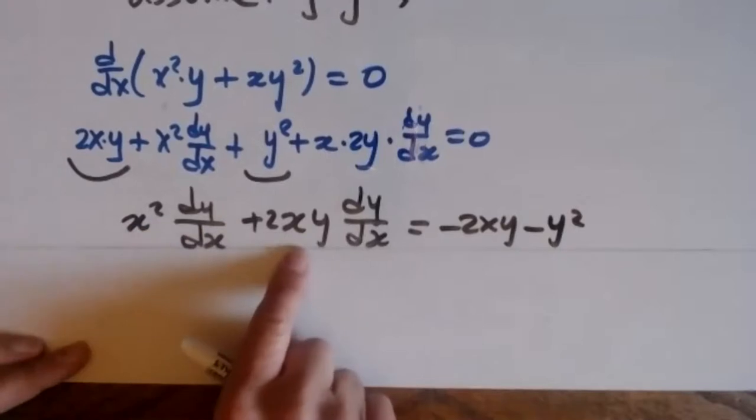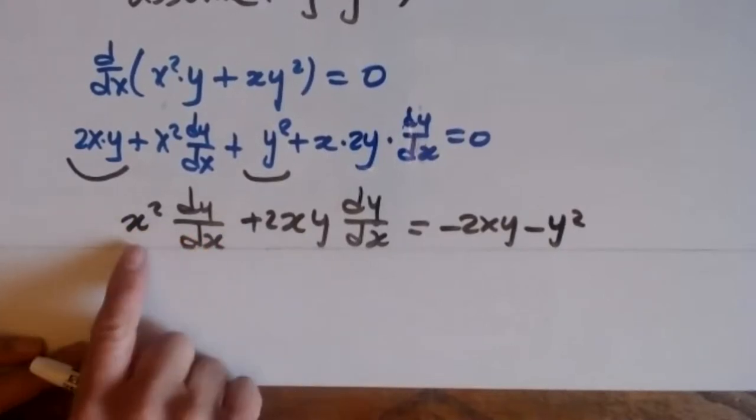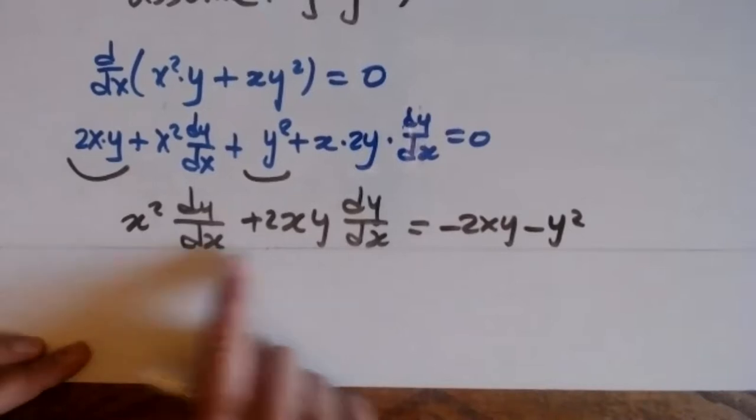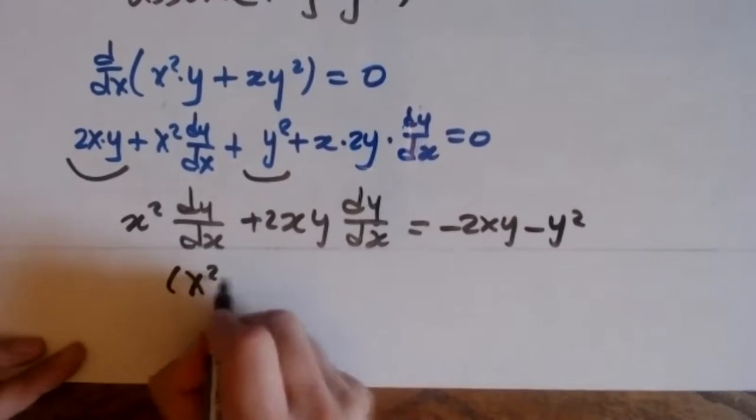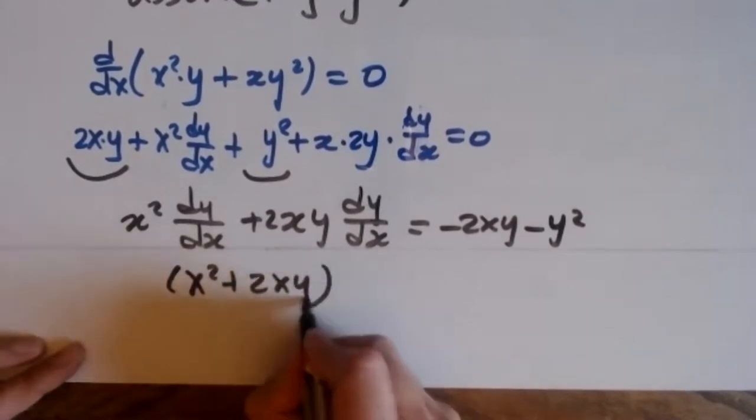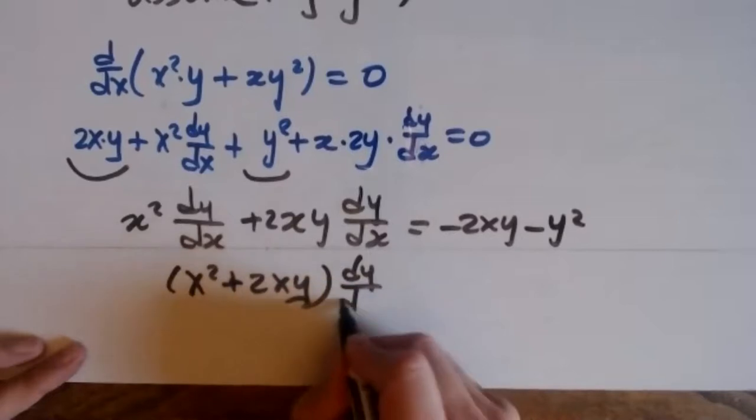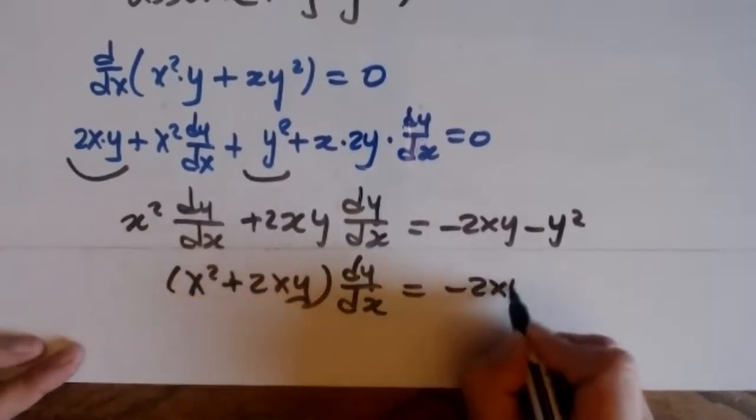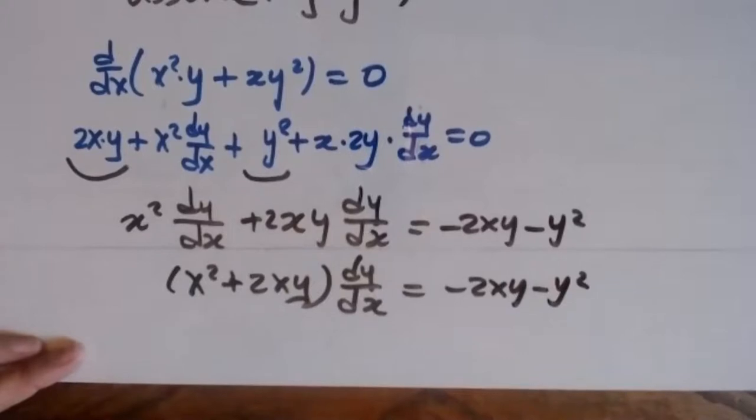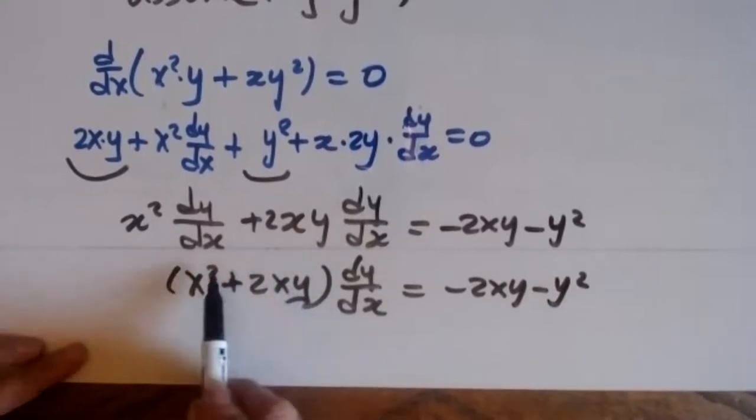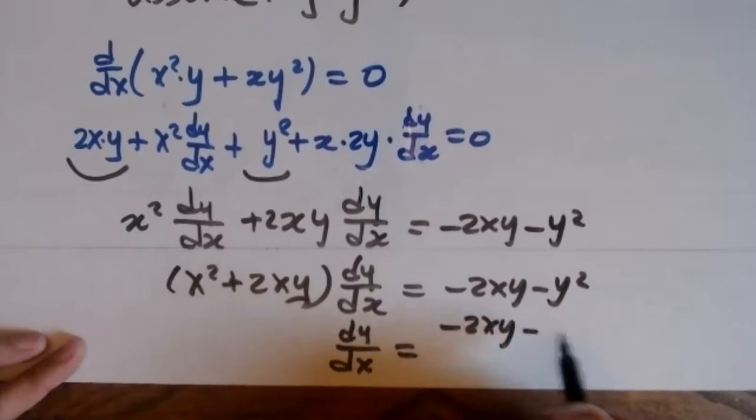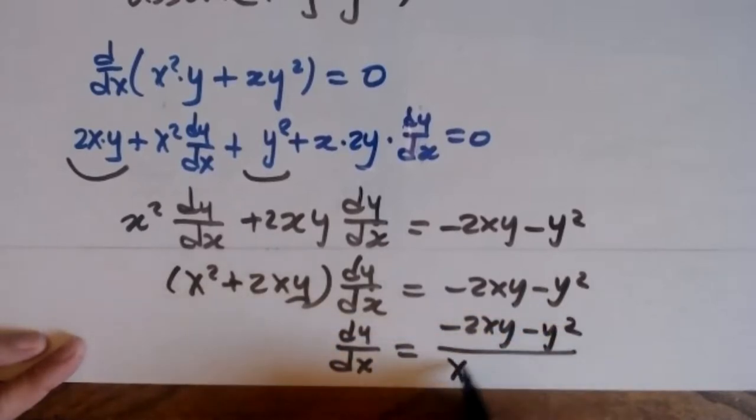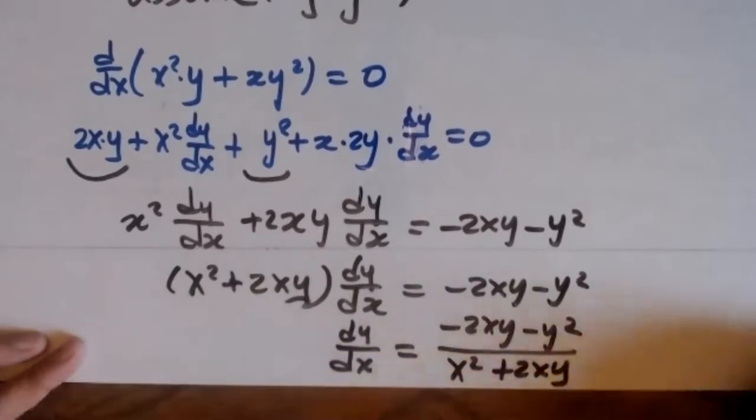Then this number and this number are not a problem because they are not what I have to solve for. These and these are my variables. So I'm going to factor: x squared plus 2xy, times dy/dx, equals negative 2xy minus y squared. And what is the last step? Well, this is a number times my variable. So according to algebra 1, dy/dx is negative 2xy minus y squared over x squared plus 2xy.